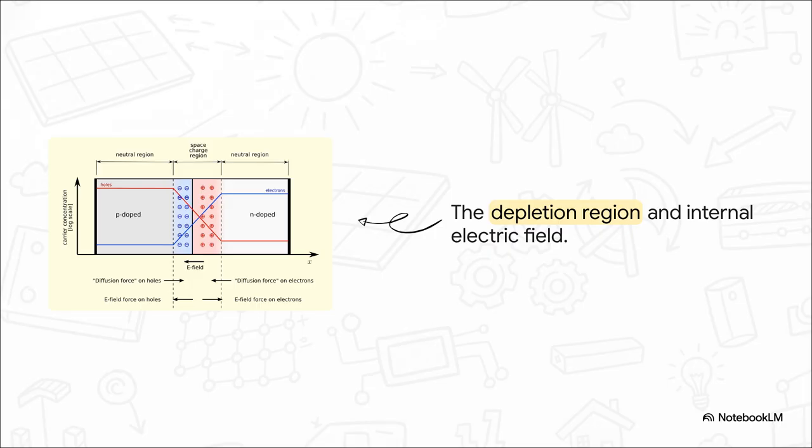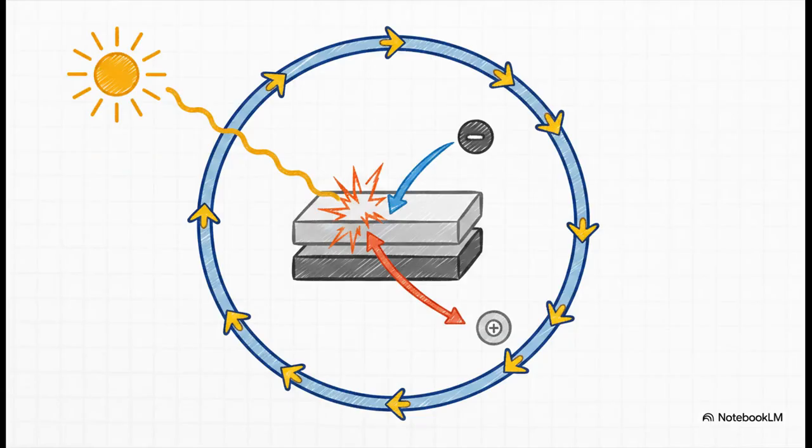Because of that imbalance we just created, those extra electrons naturally want to rush over to the empty chairs on the P side, and the holes want to diffuse over to the N side. But as they cross over, they leave behind these fixed ion cores that can't move. This creates a charged zone called the depletion region. And what's absolutely crucial here is that this separation of fixed charges creates a really strong, built-in internal electric field right at the junction. So what happens when sunlight actually hits this setup?